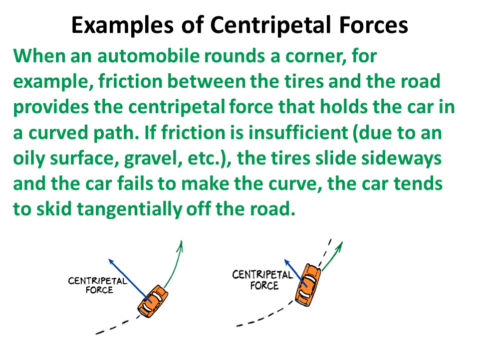Examples of centripetal forces. When an automobile rounds a corner, for example, friction between the tires and the road provides the centripetal force that holds the car in a curved path. If friction is insufficient due to an oily surface, gravel, etc., the tires slide sideways and the car fails to make the curve. The car tends to skid tangentially off the road. You can see in the figure.